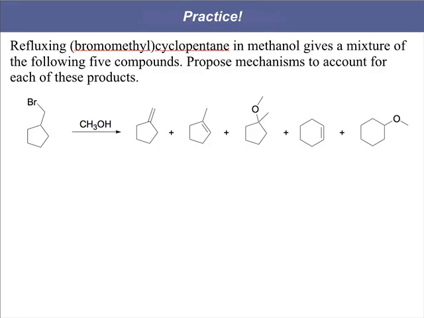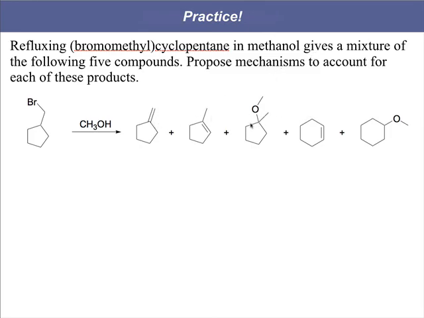Here's a problem. It says refluxing bromomethylcyclopentane in methanol gives a mixture of the following 5 compounds. Propose a mechanism to account for each of these products. So I'm telling you that when you take one reactant and one reagent and we mix them, you get 5 different things, which means that there are 5 different mechanisms occurring here. And I want you to show mechanisms that explain each of these things.